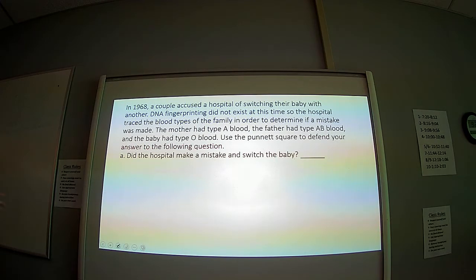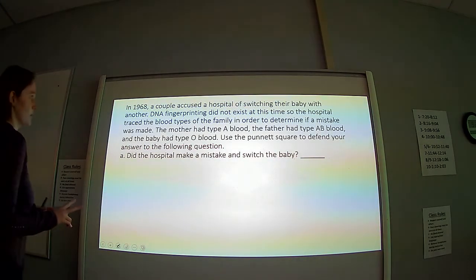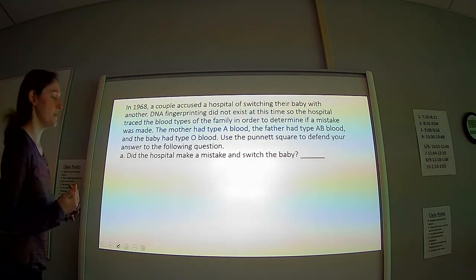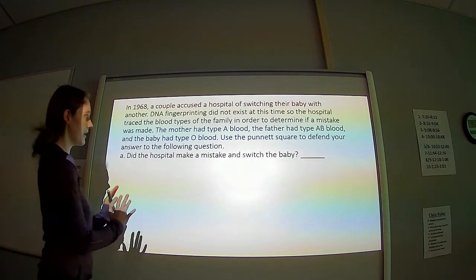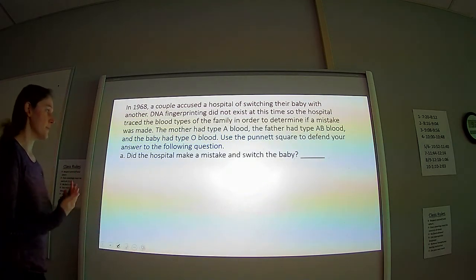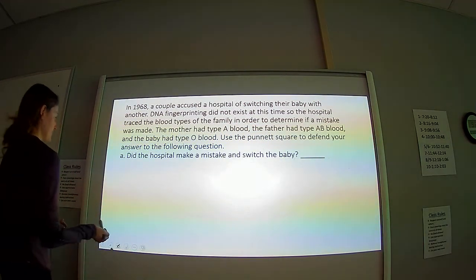In order to get type O blood, you have to have two O's. There's no way that that would have been possible because dad is AB. So right off the bat, I know that they did make a mistake. But in order to show that they made a mistake, you've got to do a Punnett square.